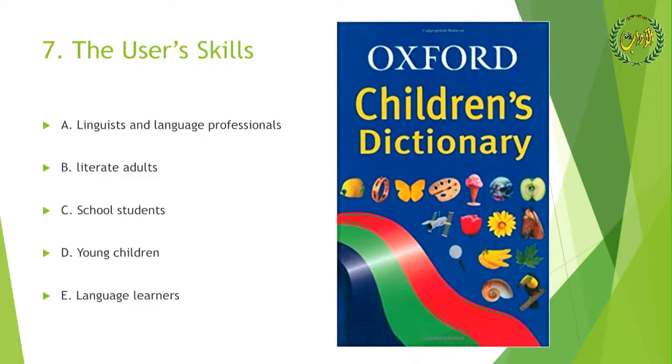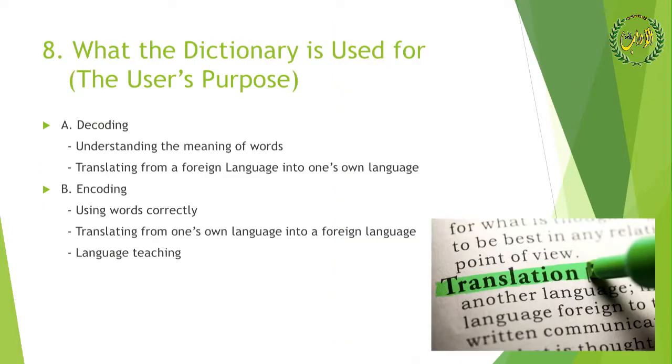A user's skill defines the type of language used in a dictionary. Is it complicated? Is it simple? Is it somewhere in between? For example, a children's dictionary usually uses a very simple language that is accompanied by pictures and illustrations and other things that make it simpler to use for the users of the dictionary.